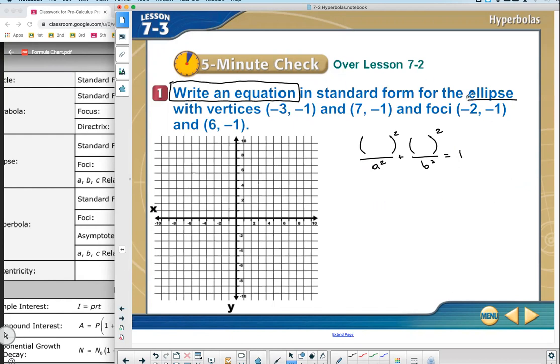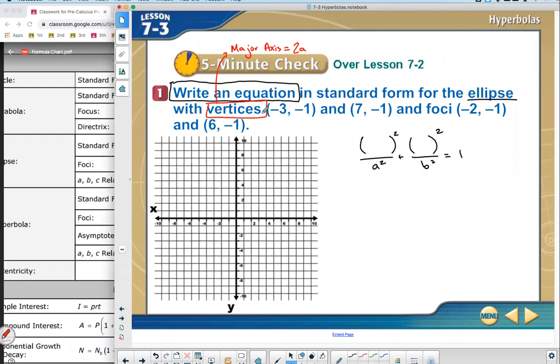And so I'm now going to start working with my information. When you see the word vertices, let's just do a little word association game. I want you to think of major axis, today there will be a new word, might not always be major, and we'll see that in a second. Or I want you to think 2a, that's the formula.